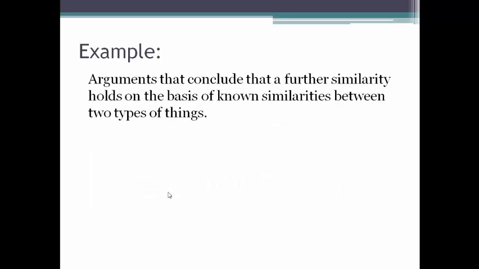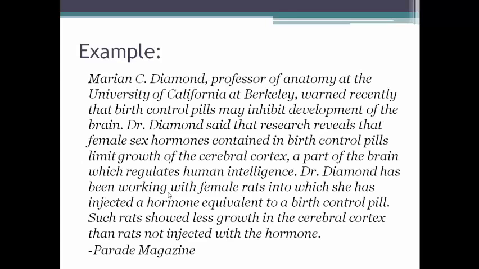Okay, this last type we're going to look at: arguments that conclude that a further similarity holds on the basis of known similarities between two types of things. The example of this kind of argument that your book gives comes from Parade magazine, talking about the work of Marion Diamond at Berkeley.